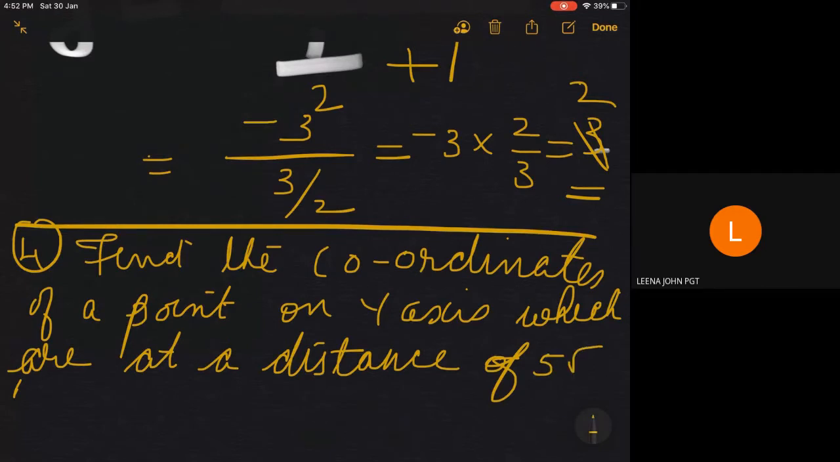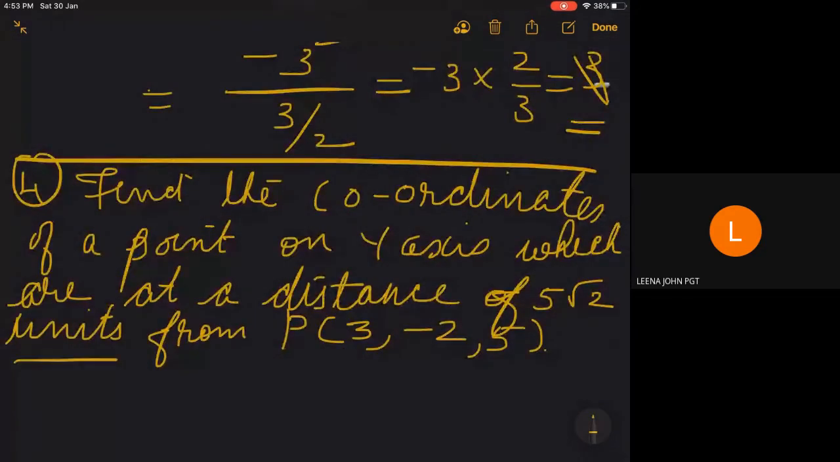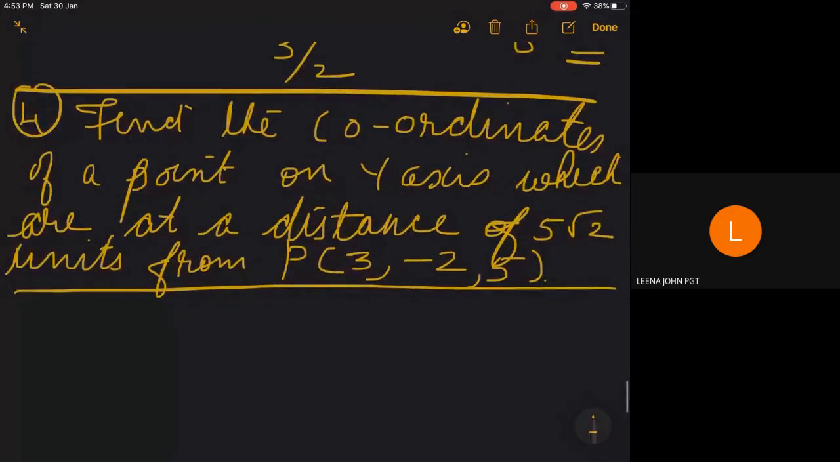Find the coordinates of a point on the y-axis which is at a distance of 5 root 2 units from the point P(3, -2, 5).